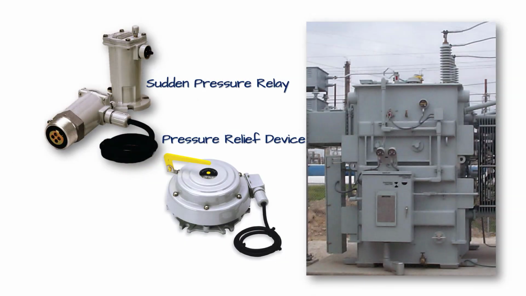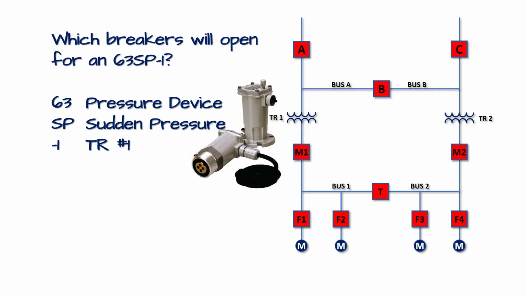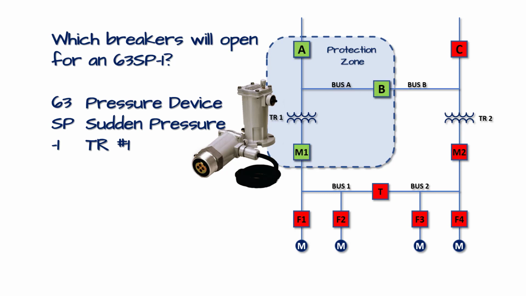So both of these relays sit on top of the transformer tank. Can you find them? There's one. And there's the other. So which breakers will open for a 63 SP? It's identified as a 63 SP number 1: pressure device, sudden pressure, transformer number 1. So we're looking at this protection zone right here. Remember, everything that can contribute to the fault is in the protection zone, and so those breakers will open. A, B, and M1.